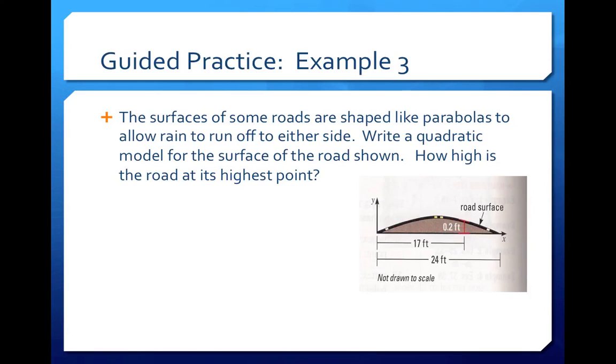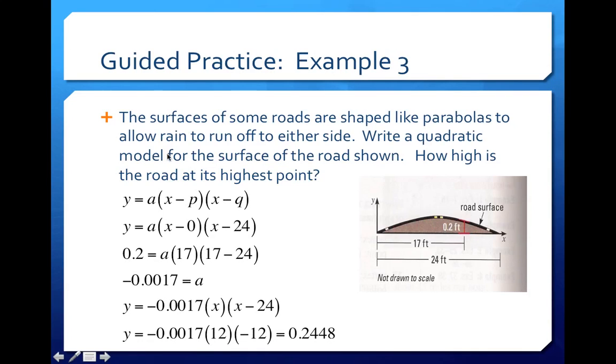All right, so in this case we don't really have any information about the vertex. In fact, that's what we're being asked about. How high is the road at its highest point? That would be the vertex. So based on what we have, our only real option is to use the intercept form, because we know the road is here at (0, 0), and then the other end of the road is here at (24, 0). So if we use 0 and 24 as our intercepts, then we can use this other point that's being labeled here as 17.2, put that in for x and y, and we can solve for a.